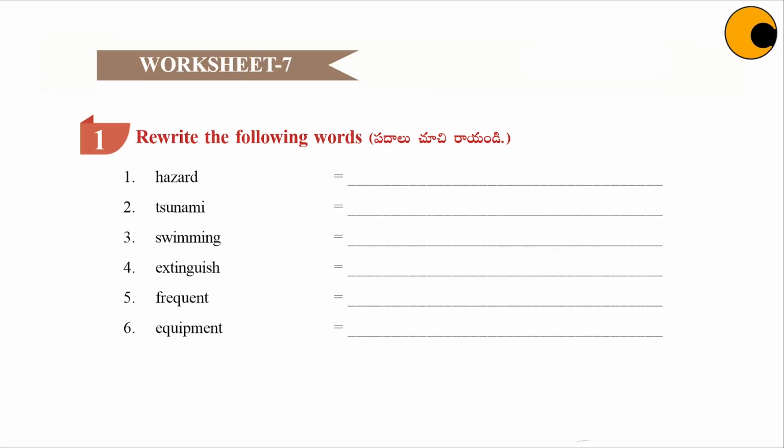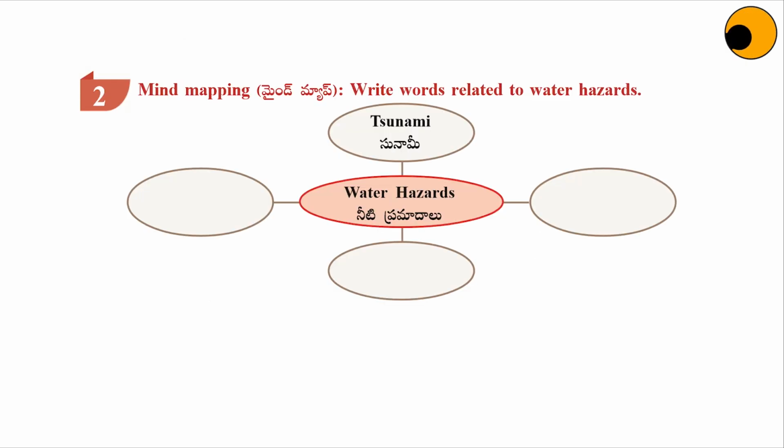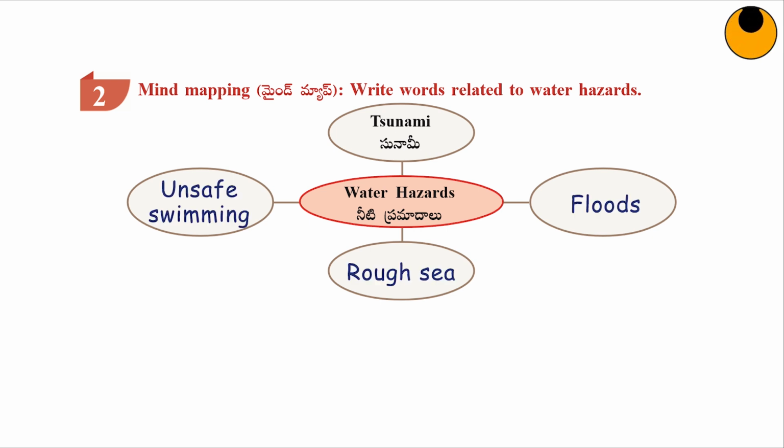Worksheet 7. Rewrite the following words. ఈ పదాలను చూసి రాయండి. Hazard, tsunami, swimming, extinguish, frequent, equipment. Mind mapping. Write words related to water hazards. Tsunami, floods, rough sea, unsafe swimming.